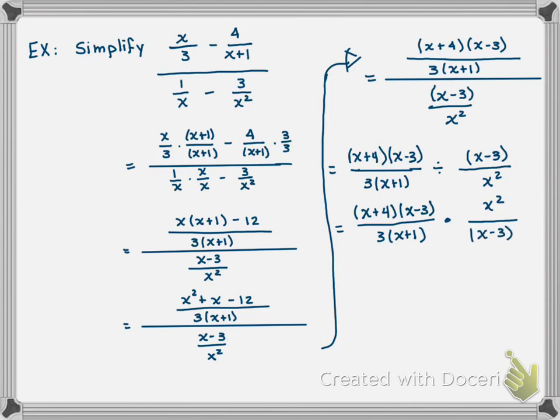And again, remember, we're not actually doing any multiplication. We're just smooshing these guys together. So we can think of this as just one big fraction. And the only thing that's going to cancel is that x minus 3, right? So we have x squared times x plus 4 over 3 times x plus 1. Is that what everybody got?